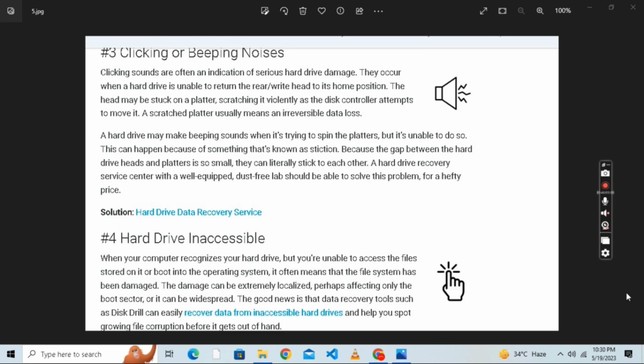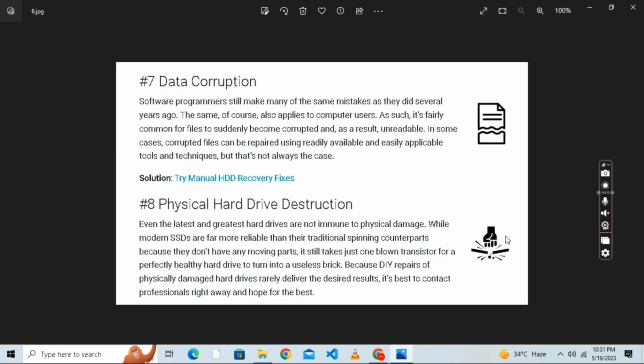Hard drive inaccessible. When your computer recognizes your hard drive but you are unable to access the files stored on it, or it won't boot into the operating system, it often means the file system has been damaged. The damage can be extremely localized, perhaps affecting only the data. Corruption.